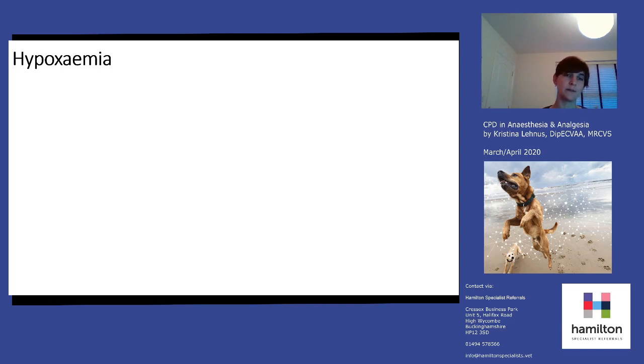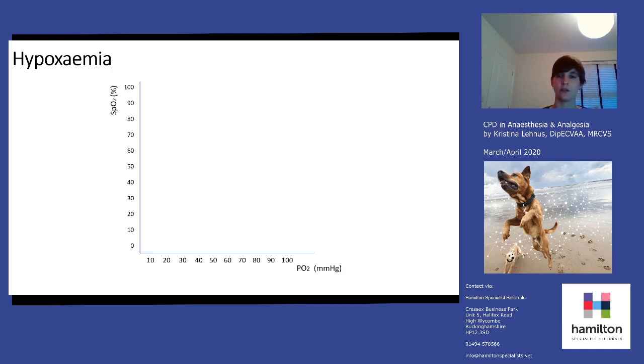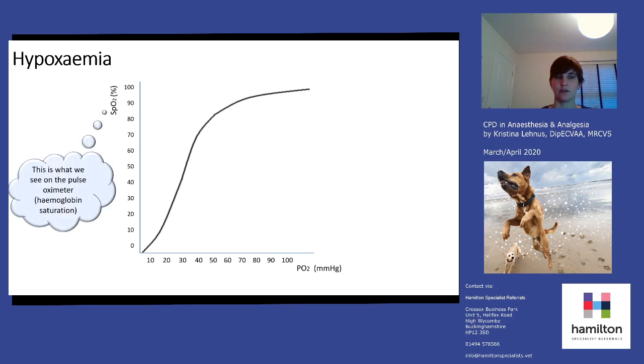Next is hypoxemia. So I'm going to draw the oxygen dissociation curve of hemoglobin for you. And on the y-axis, we've got the SpO2, which is the output of our pulse oximeter. And on the x-axis, we've got PO2, which is basically the amount of oxygen in blood. So this is our oxygen dissociation curve. It's sigmoid. That's important in a minute.